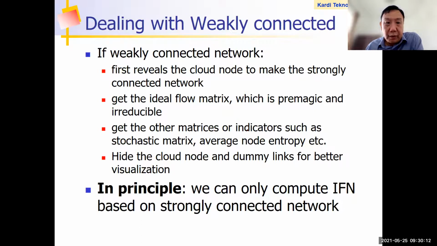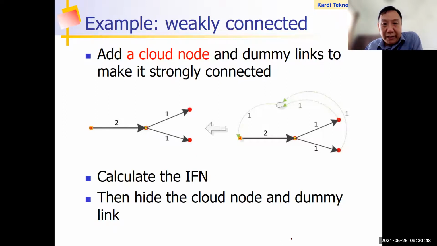So in principle, you can only compute IFN based on a strongly connected network. That's why if you have a weakly connected network, first you add the cloud node to make it strongly connected. After that, you get the ideal flow matrix, it is premagic and irreducible. And then you get the other matrices that you want, for example, the entropy, the stochastic matrix, the congestion, and so on. Later on, you can hide the cloud node and the dummy links for better visualization. Okay, so let's give examples.